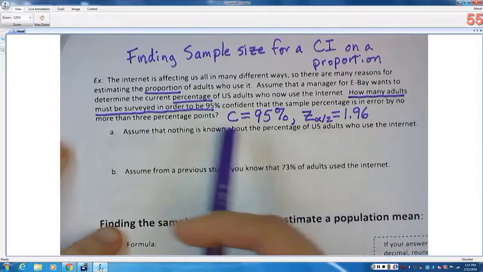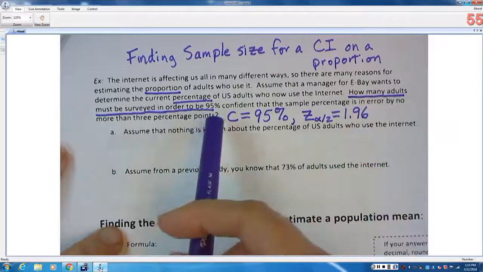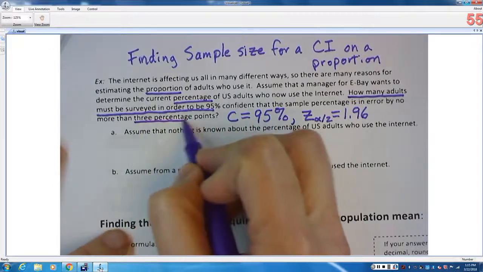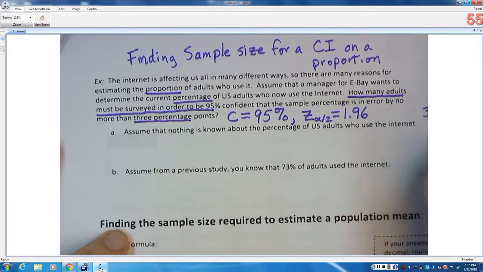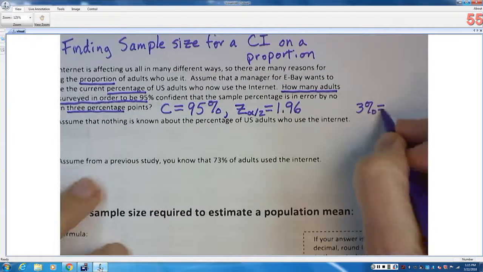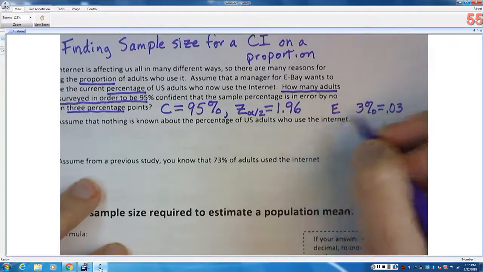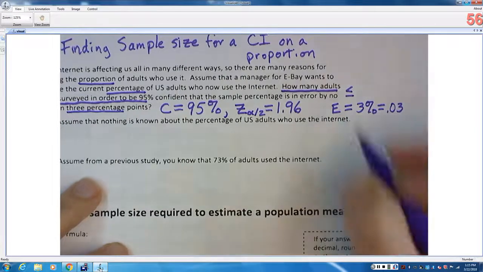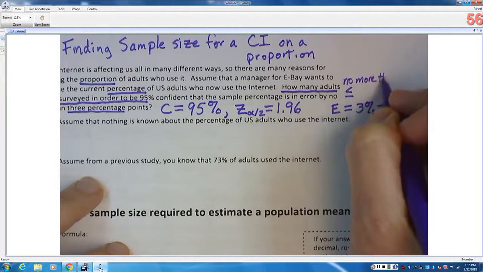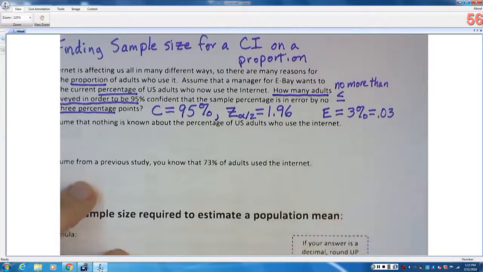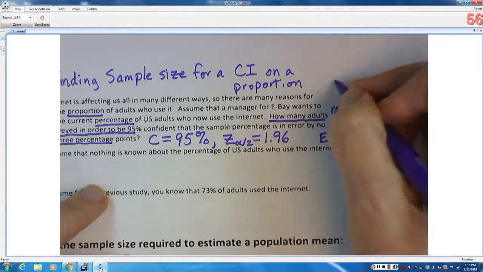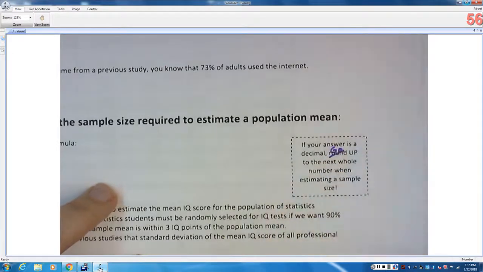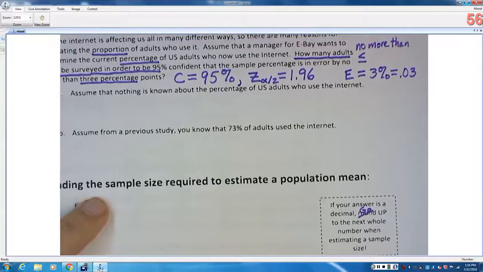Okay, so how many adults must be surveyed? So we're looking for a sample size to be 95% confident that the sample percentage is in error by no more than 3 percentage points. The 3%, which we write as a decimal, is our E. But it said no more than, so we need to keep E less than or equal to that, really. So that's why if we get any decimal, we go up to the next whole number. So if your answer is a decimal, you go up to the next whole number. That's why. So it's not regular rules of rounding here.